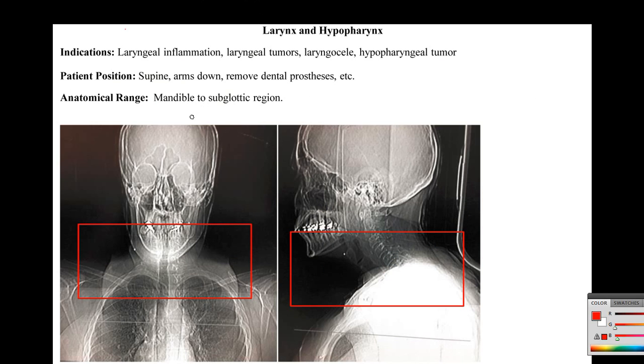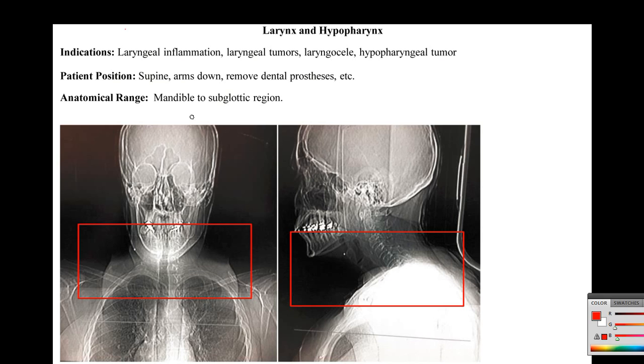So that brings us to looking at the larynx and the hypopharynx. And so we see that the reason to perform this scan is laryngeal inflammation, laryngeal tumors, a laryngocele, or hypopharyngeal tumor. So basically what you're looking for is masses in a very specific region in the larynx.